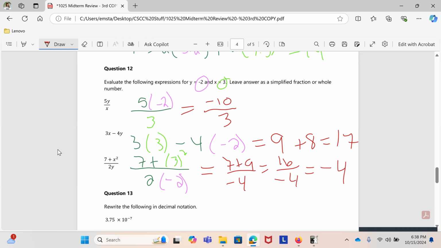Expressions can be evaluated, not solved. We will be solving in chapter 3. That'll be on your final. Questions?